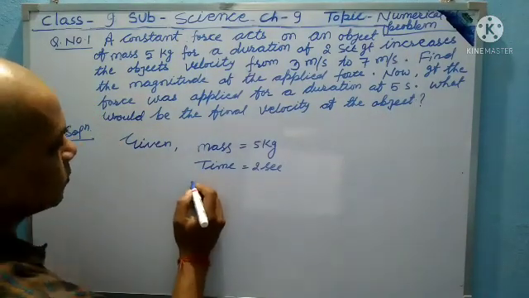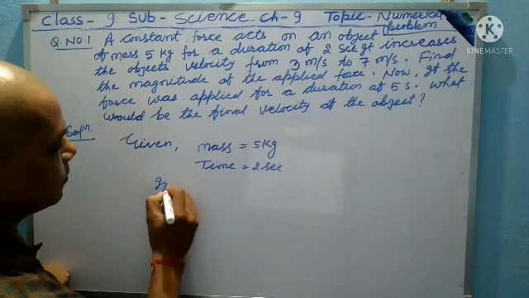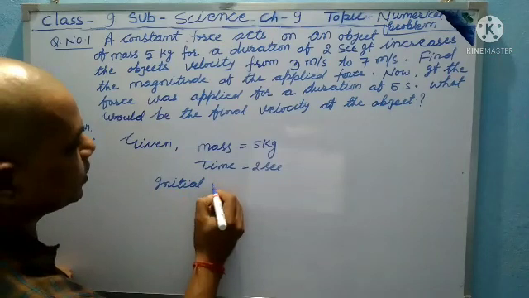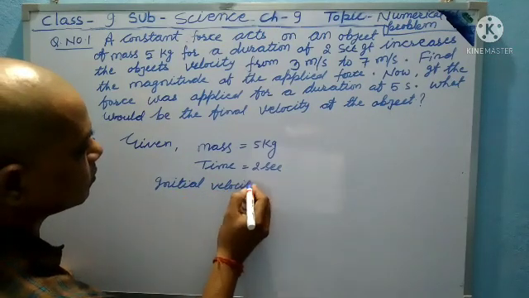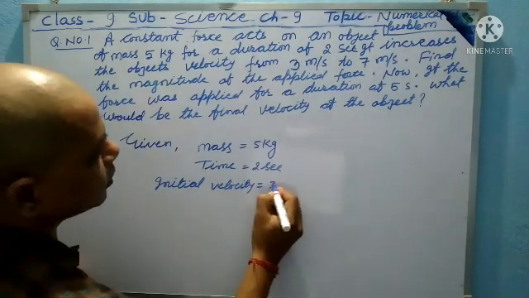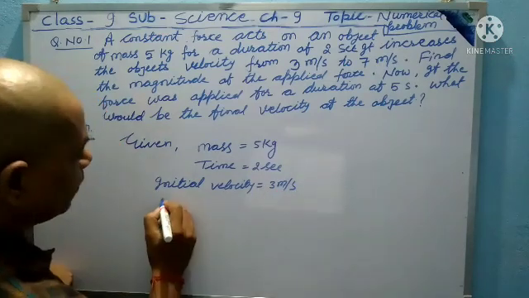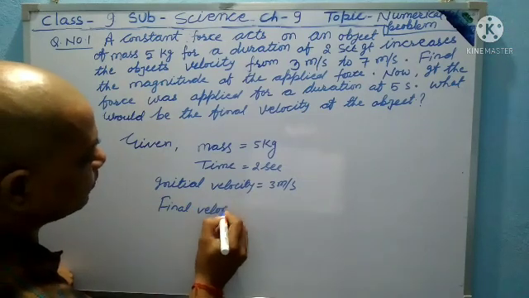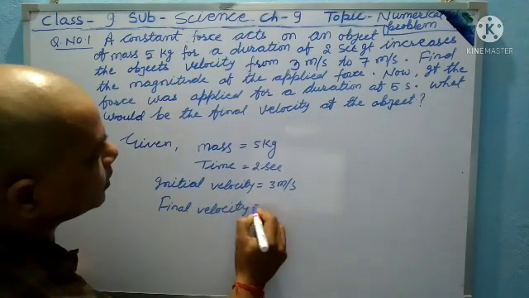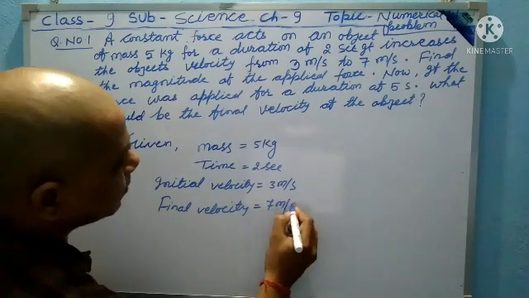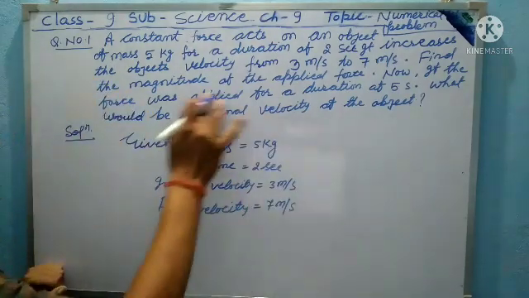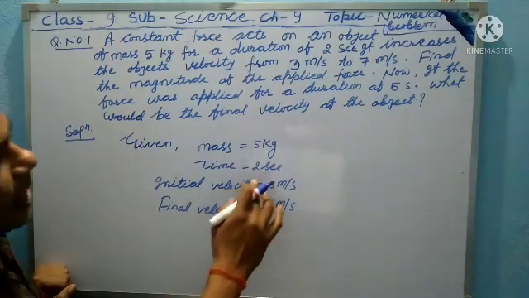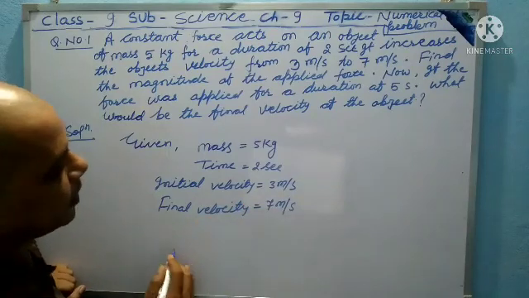So, initial velocity is equal to 3 meter per second and final velocity is equal to 7 meter per second. So, find the magnitude of applied force. These are given: mass and time and initial velocity and final velocity.